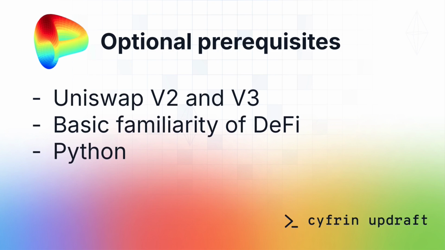We also have some optional prerequisites. In the course, we'll sometimes compare Uniswap V2, V3, and Curve V1. In other parts of the course, I'll also mention some basic DeFi stuff, for example, stablecoins such as DAI and USDC. So having a basic familiarity with DeFi will help. And finally, there are some optional lessons where I would use Python to show you some of the math of Curve V1. So these are all nice to haves, but are not required to follow along with the course.